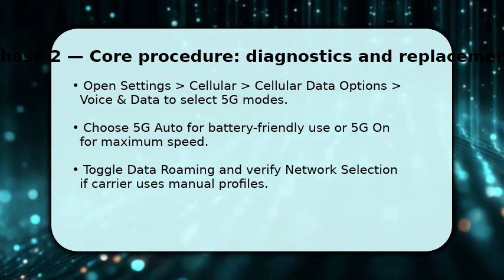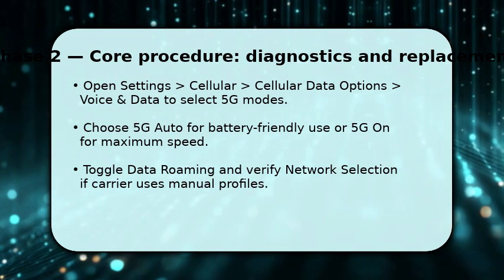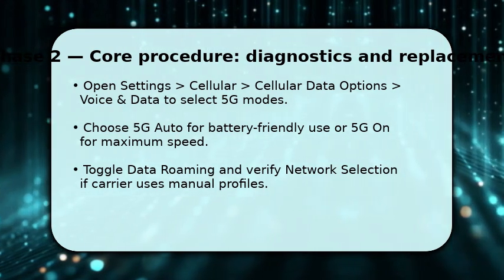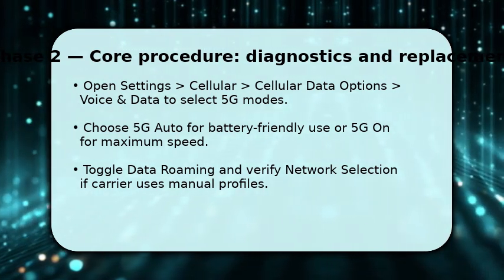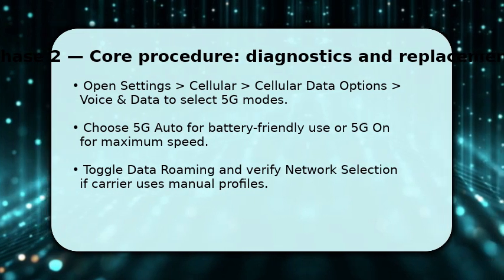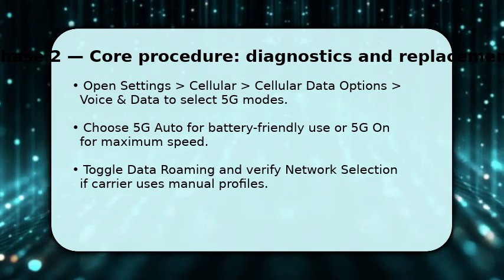Make sure data roaming is configured if you travel across networks. If your carrier uses manual network profiles, check network selection and pick the carrier name. Once set, observe the status bar for 5G.